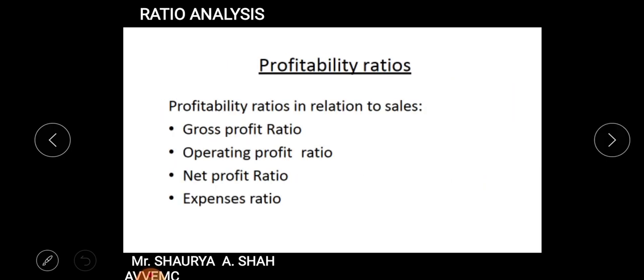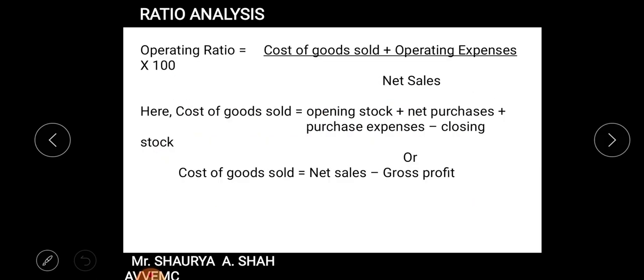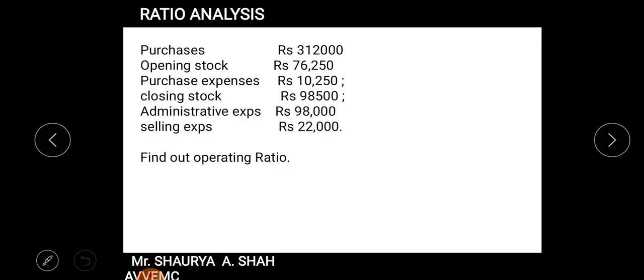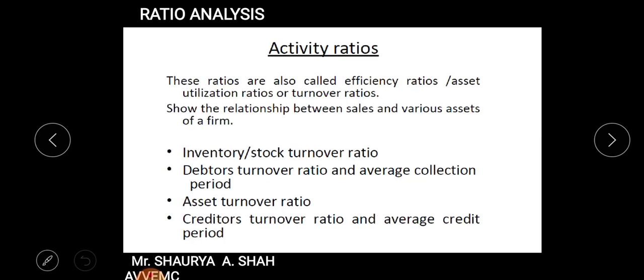Profitability ratio. In that we had seen first the GP ratio, then operating profit ratio, then net profit ratio, expenses ratio. So all these things we had seen in the last lecture. Again, we solved one of the sums for operating ratio also. You calculated the various operating expenses, cost of goods sold, and on that basis we had seen the operating expenses.